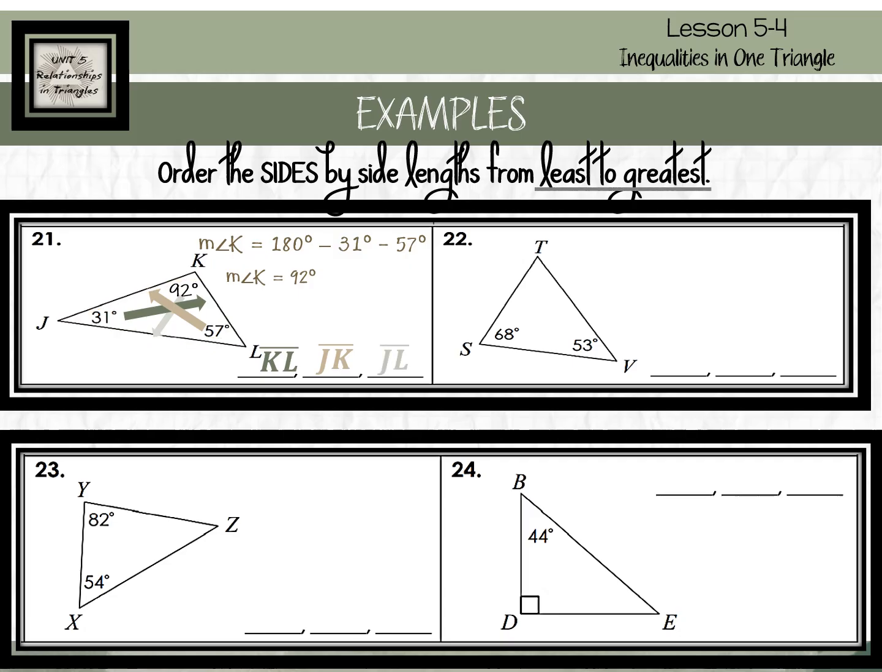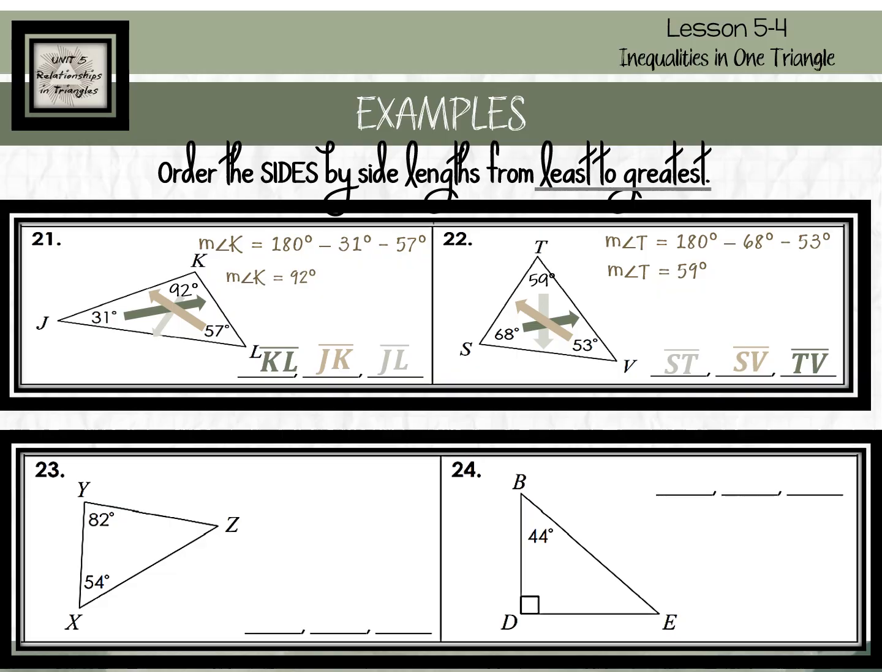Find our third angle. So subtract the two that we know from 180. We get 59. Put it in the picture. Smallest angle is 53. Opposite that is segment ST. Middle angle is 59. Opposite that is segment SV. Largest angle is 68. Opposite that is segment TV.